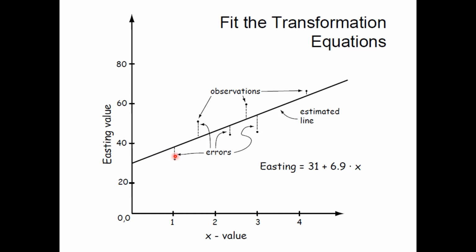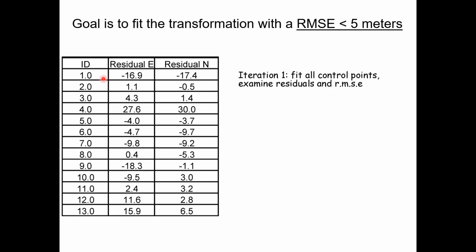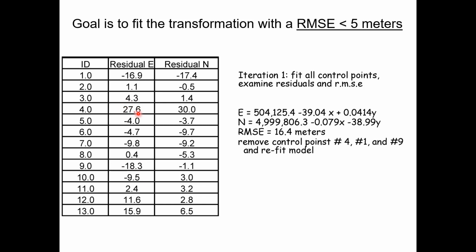We want points that are well estimated along this line of best fit. And so when you end up working with this table, you've created, say in this case, 13 points so far. We can go in and say, all right, look, point 4 and point 1 and maybe point 9, these have really high values, high residuals.